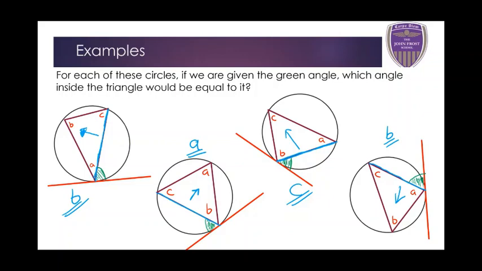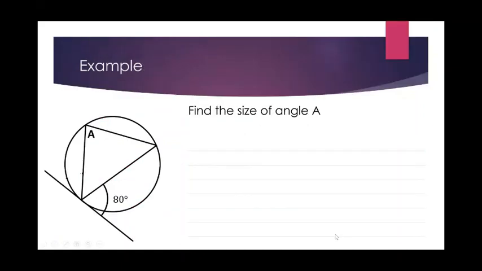So hopefully if you were able to spot the alternate angle in these questions, this lesson should be a little bit easier, okay? Now let's throw in some numbers. Hopefully the numbers will make a little bit more sense now. Okay, so we've got our first angle, and we're being asked to find the size of angle A.